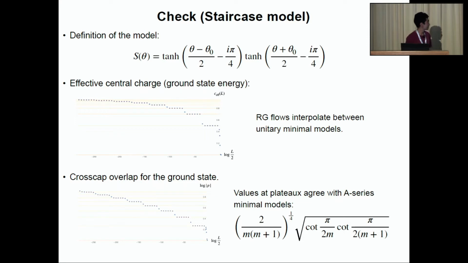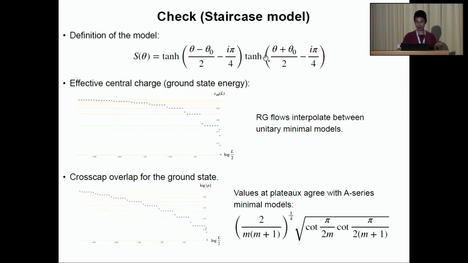So this is the check we did. We basically took what's called the staircase model. This is a very interesting model proposed by Zamolodchikov. We don't know the Lagrangian, but it is known that if you take this S matrix and compute the ground state energy, it shows a series of plateaux, and the values at the plateaux exactly coincide with the central charges of unitary minimal models, which basically says that this model comes close to all the fixed points of those unitary minimal models, and flows in the IR to a massive phase.